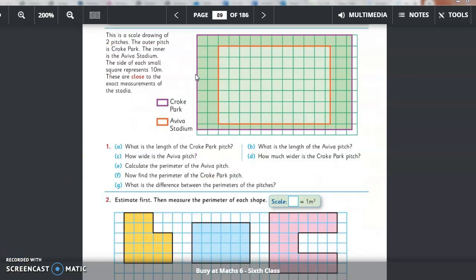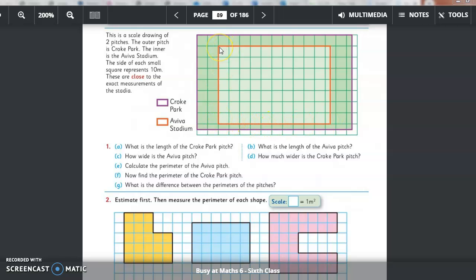This is a scale drawing of 2 pitches. Every small square is worth 10 meters in real life. So there's 10 meters, there's another 10 meters, and another 10 meters, and another 10 meters, and so on. The outer area is Croke Park. So you see my arrow, that's going to be the perimeter. The inner is the Aviva Stadium.